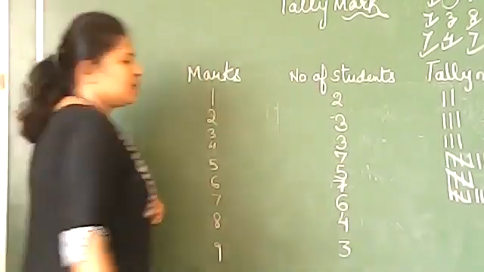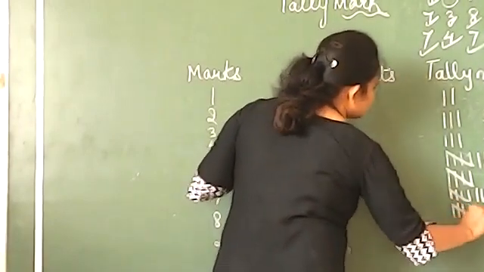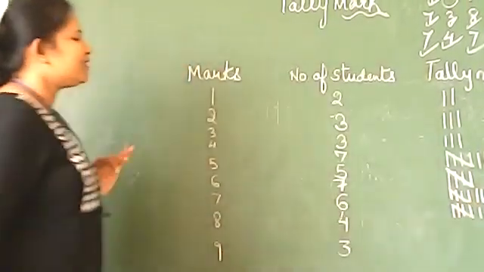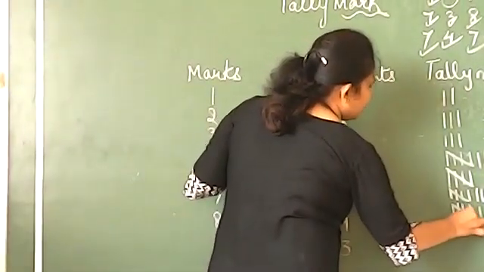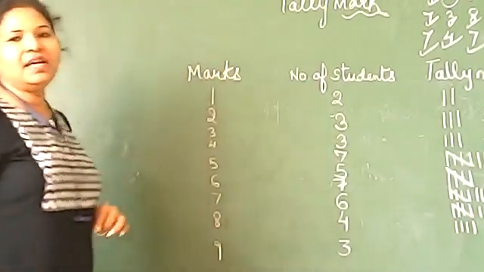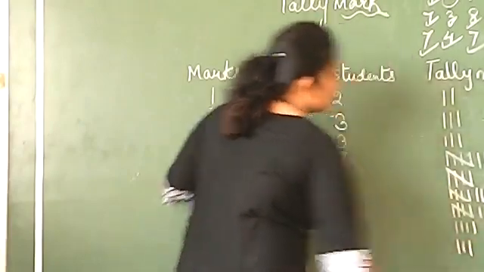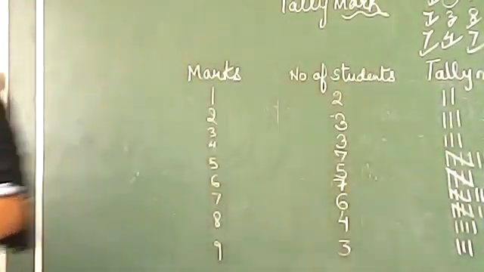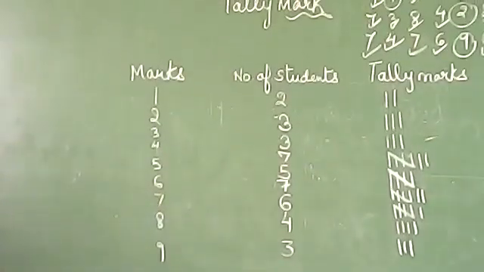Next is 6. So 5 plus 6: 1, 2, 3, 4, 5, 6. Next we have 4: 1, 2, 3, and 4. Now this is 4. At the last we have 3. So we will have now 1, 2, 3. So now you can see we have drawn this tally mark table with the help of the given information.